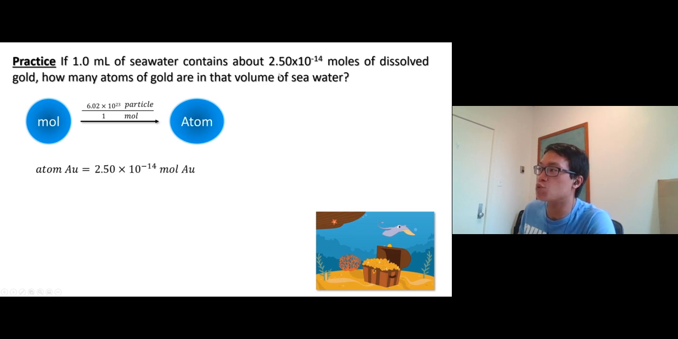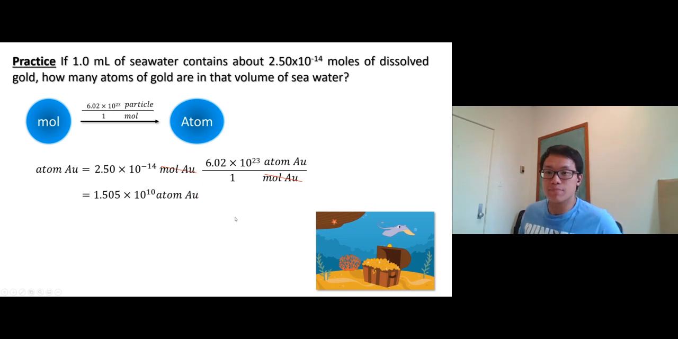What we have is 2.50 times 10 to the negative 14 moles of gold. All right, convert mole to atom. What's the relationship between mole and atom? So put mole at the bottom, atom at the top. 1 mole is 6.02 times 10 to the 23rd atoms. Okay, mole of gold cancels out. Do the math right here. You get that. Okay, they are 3 sig figs, so watch out. So we have to round it. You get 1.51 times 10 to the 10th atoms of gold.